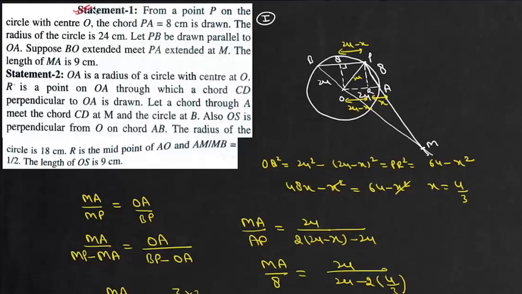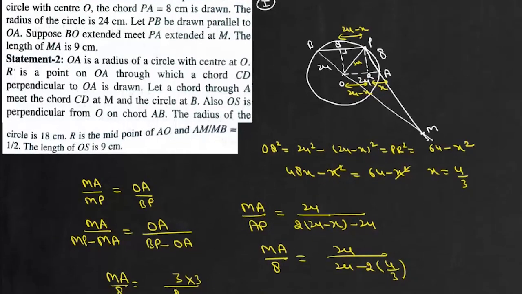Now statement 2 is OA is radius of the circle with center at O, and R is point on OA through which a chord CD perpendicular to OA is drawn. Let a chord through A meets the chord CD at M and circle at B, and also OS is perpendicular from O on chord AB. If the radius of circle is 18 cm and R is the midpoint of AO, and AM upon MB is 1 by 2, then length of OS is 9 cm.